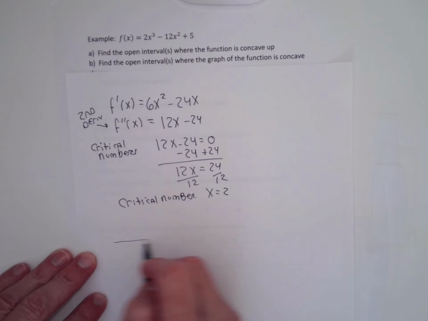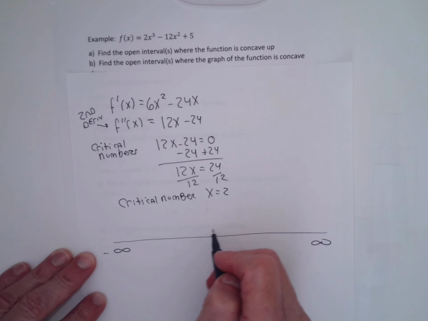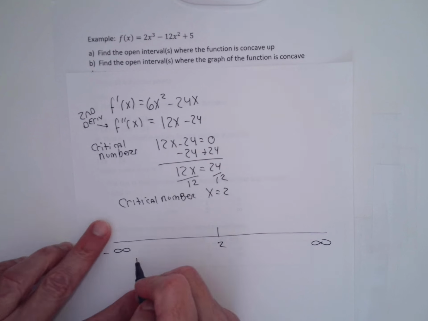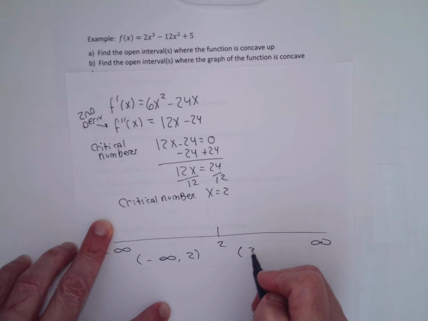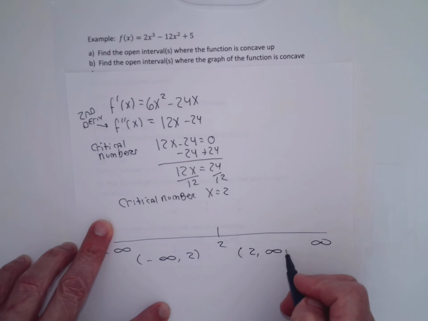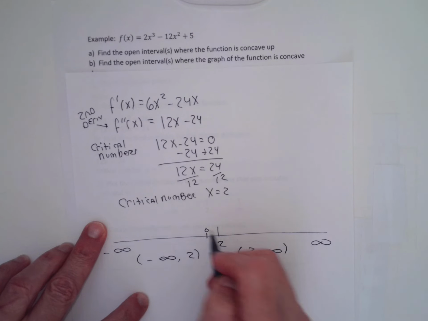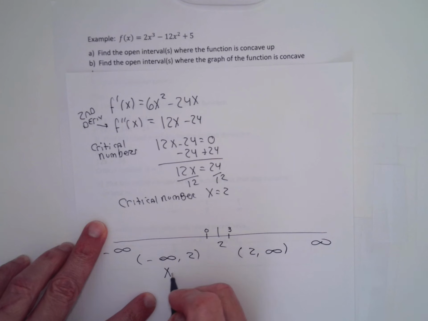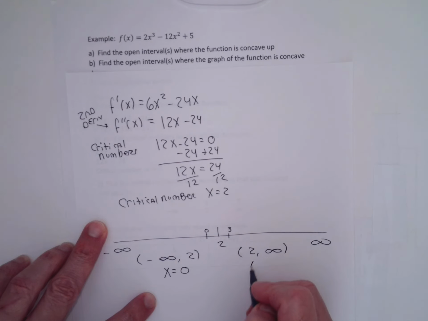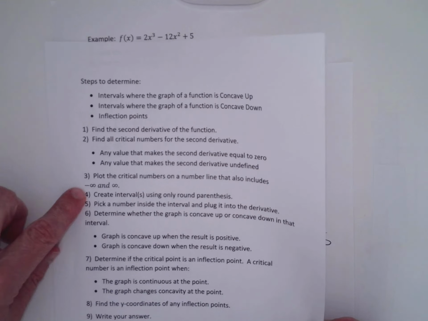So my number line is going to go from negative infinity to positive infinity with a 2 between, and I'm going to create the intervals negative infinity to 2 and 2 to infinity, no different than the first derivative test. Pick numbers. Here maybe I'll pick 0, there I'll pick 3. 0 because it's an easy number, and 3 because it's up close to the edge. So I created my intervals. Now I'm picking numbers.